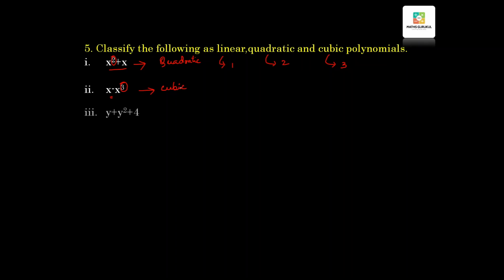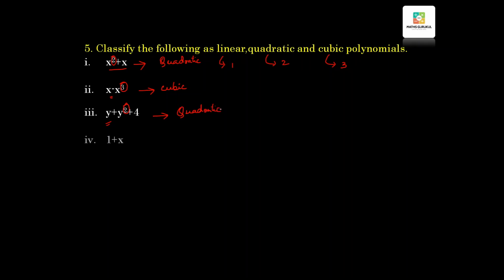In the third one, we see y plus y square plus 4. Here also only one variable is involved, and the variable is y. And what is the highest value of the variable? The highest value of the variable is 2. So since it is 2, it can be called a quadratic polynomial. Okay.